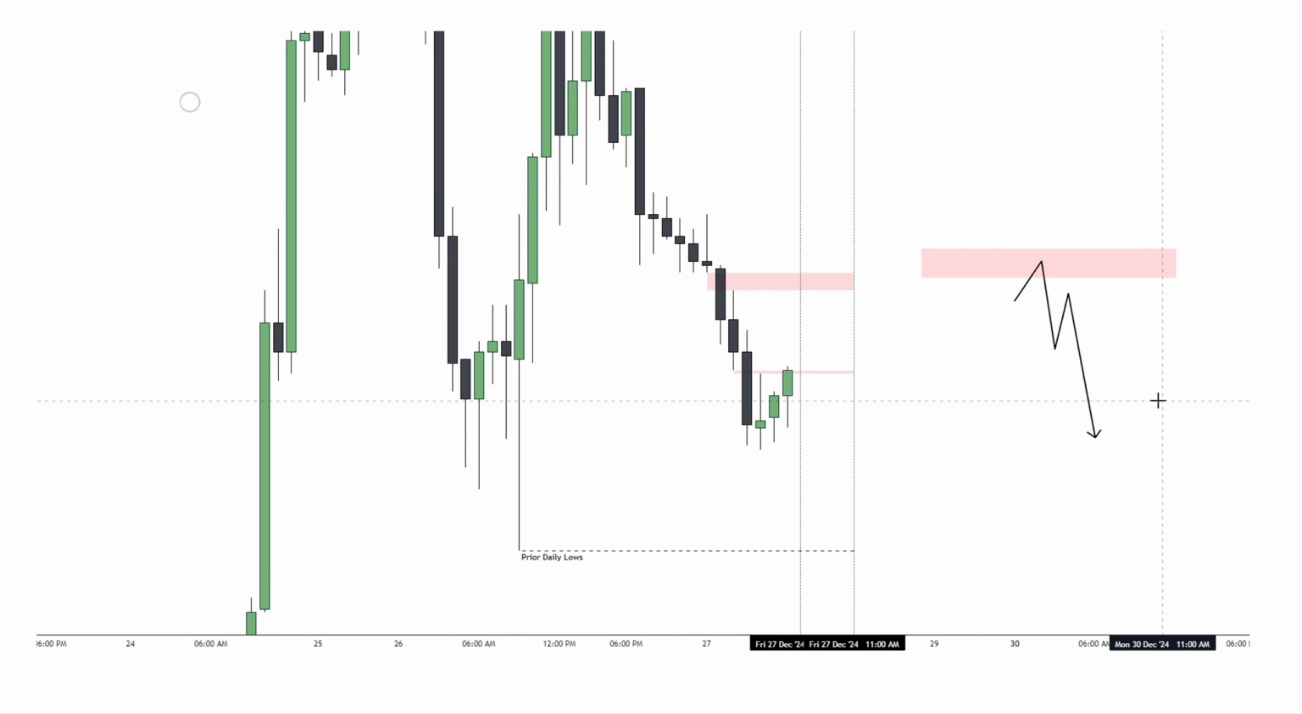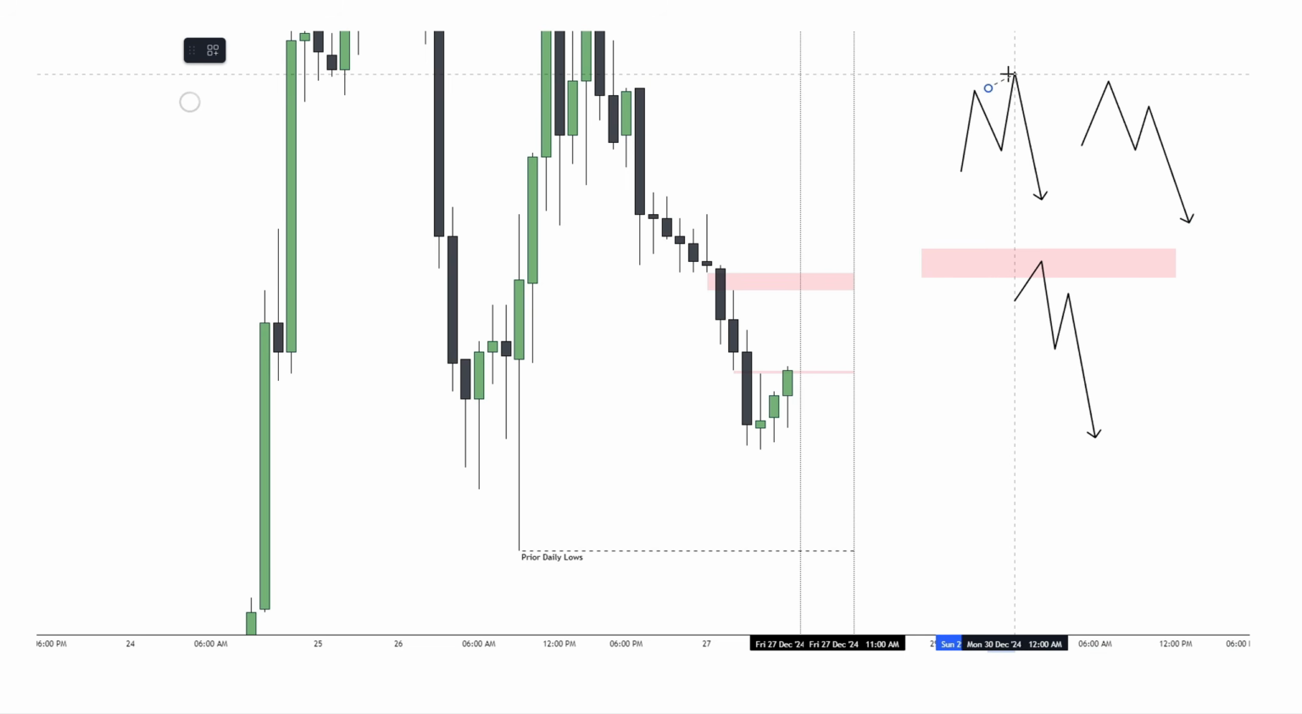As well as another added confluence that we can use to this model is these SMT divergences. Since we are trading the NASDAQ, we want to be paying attention to what the S&P 500 is doing. So if the S&P 500 takes out a previous high, then this would create our SMT divergence. This is a very good confluence, especially when paired with a higher time frame point of interest. So if we can see a SMT divergence plus tapping into this higher time frame level of resistance, either this fair value gap or the fair value gap up here, followed by a lower time frame break of structure, this is an A+ setup that you guys can trade on a pretty consistent basis.